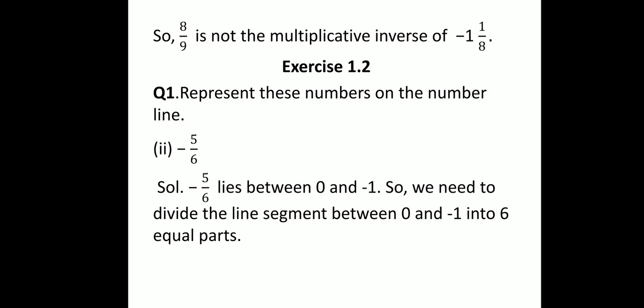So we need to divide the line segment between 0 and minus 1 into 6 equal parts, because 6 here is the denominator, and we have discussed that the denominator indicates in how many equal parts I need to divide a particular unit, and minus 5 indicates how many parts are to be considered. Numerator of a rational number indicates how many parts are to be considered, and denominator indicates in how many parts I need to divide a particular unit.